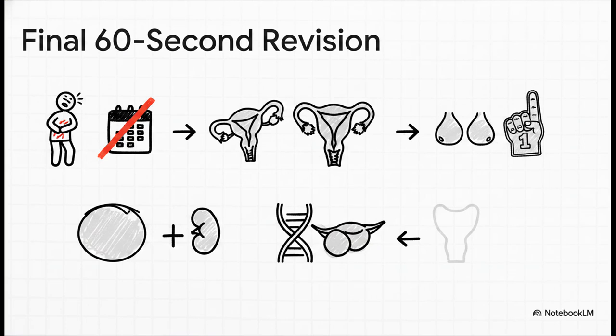Okay, time for a final rapid-fire recap. If you remember nothing else, remember these 5 points. 1. Cyclical pain plus no period equals an outflow obstruction. 2. You see a Mullerian defect, you check the kidneys. 3. Septate uterus looks normal on the outside, bicornuate is heart-shaped. 4. MRKH patients are genetically female with working ovaries. And 5. The very first sign of puberty is breast budding or thelarche. Get these down, and you've got this topic locked for your exams.